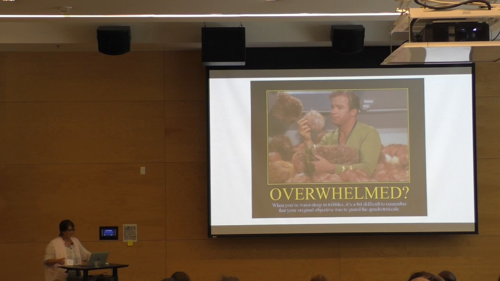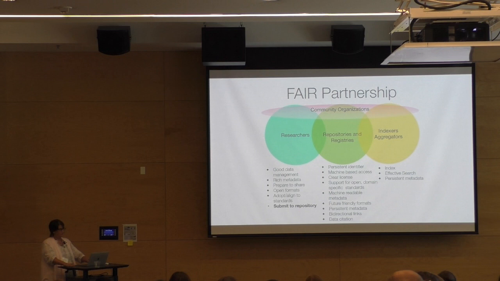And I think I just want to end on this to say that I very much view FAIR as a partnership. It involves researchers, repositories and registries, indexers and aggregators like NIF and Google, and community organizations that help support the human aspects of FAIR. If there is a community, where are the conveners? Who speaks for the community? How is all of this determined?